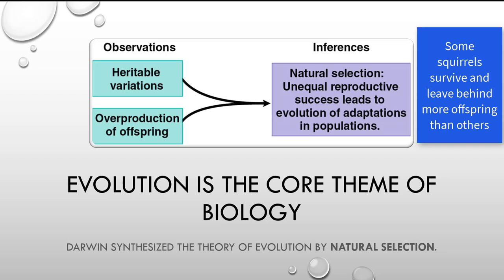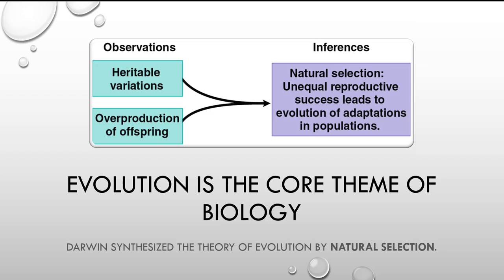The squirrels that survive are the ones that have the best genes. They have the best genetic makeup for that particular environment at that particular time. They're the strongest. It's the survival of the fittest, right? You've heard that term, and that's what natural selection is all about. Unequal reproductive success leads to evolution of adaptations in a population. The ones that are surviving are reproducing and passing on those traits that allowed them to survive and reproduce to their offspring.